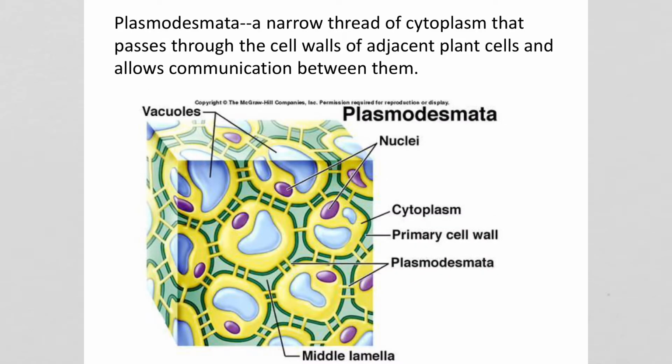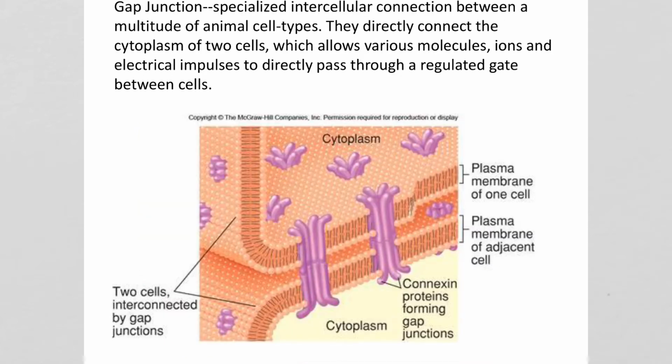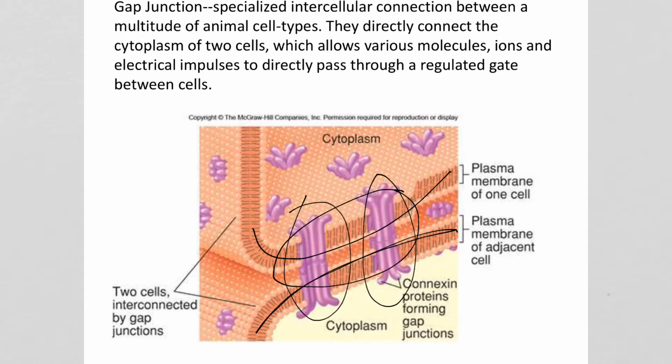So here are plasmodesmata. These green outlines are the cell walls around the plants. But these little yellow tunnel-like structures, these are the plasmodesmata. So they go through the cell walls and allow for the transmission of materials and signals between adjacent plant cells. Here's a very similar thing in animal cells. So we're looking at a cell membrane in here and a cell membrane in here. And these little purple structures are the gap junctions that are allowing these adjacent animal cells to communicate with each other.